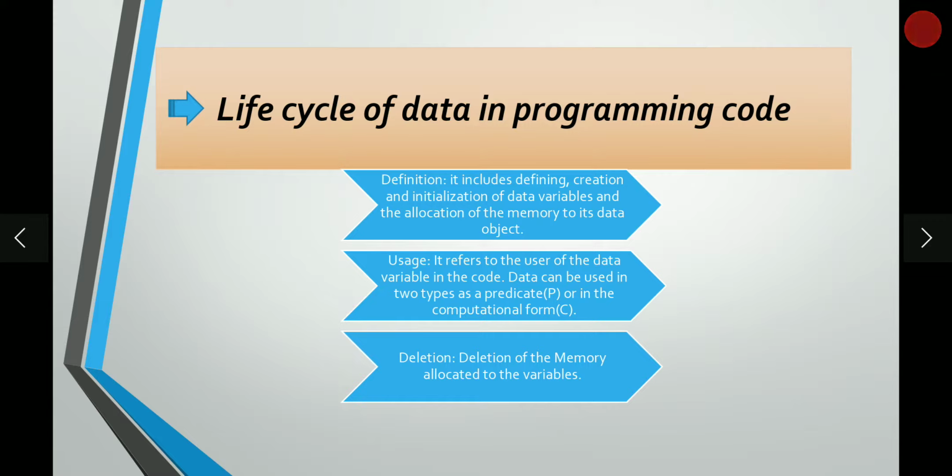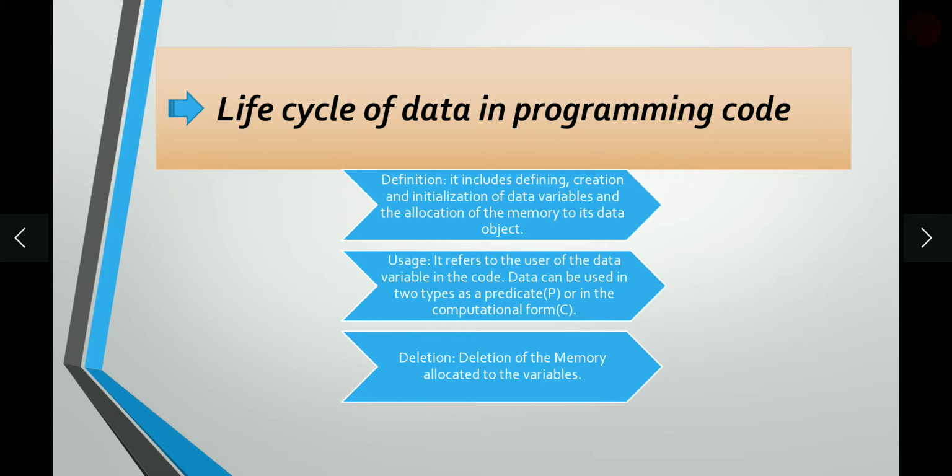Life cycle of data in programming code. Majorly, the life cycle has three stages: first defining, then usage, and then deletion. The definition stage includes defining, creation, and initialization of data variables, and allocation of memory to the data object. Here variables are declared and created, and the data is inputted, so that memory is allocated for performing different types of operations.